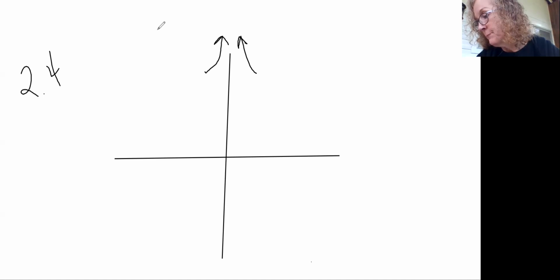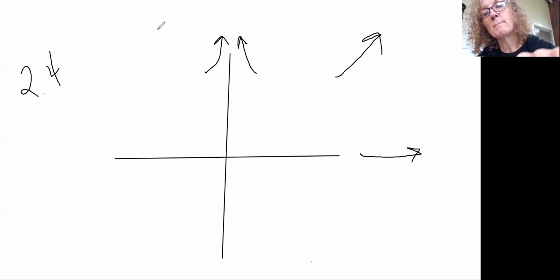Part B, the limit of f of x as x approaches infinity is infinity. So as x is going out here, what I know is that as x gets bigger, y gets bigger. So it's going to go up like that.